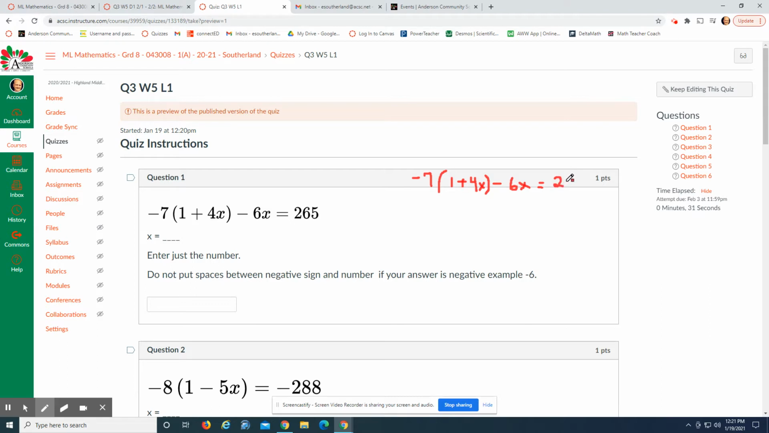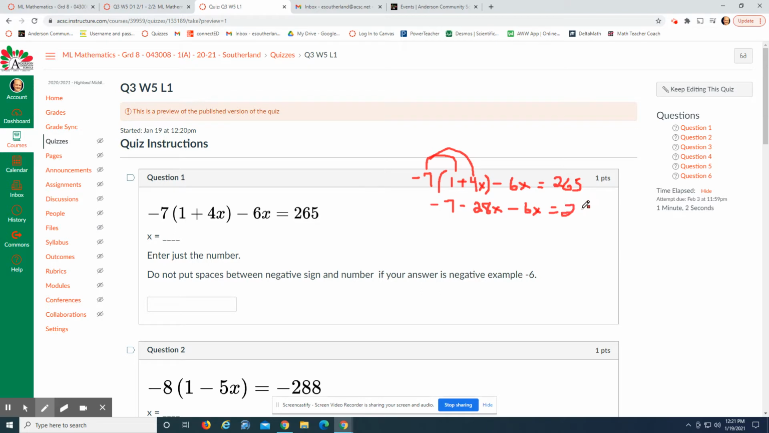So the first thing we're going to do is start with the distributive property. So we're going to do -7 times 1, which gives us -7, and then -7 times 4, which gives us -28. The x comes with it. Minus 6x just drops down, and so does the equals 265.